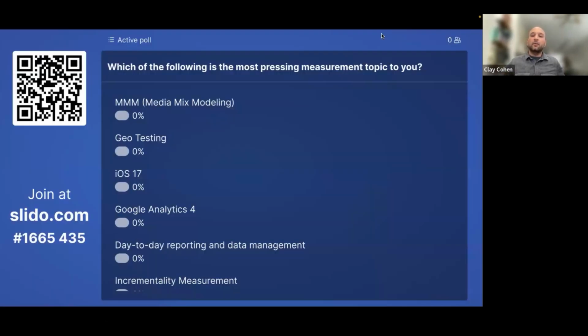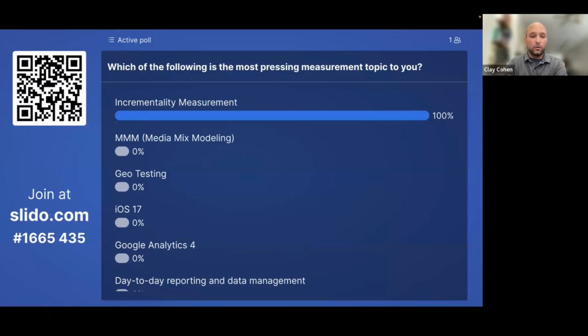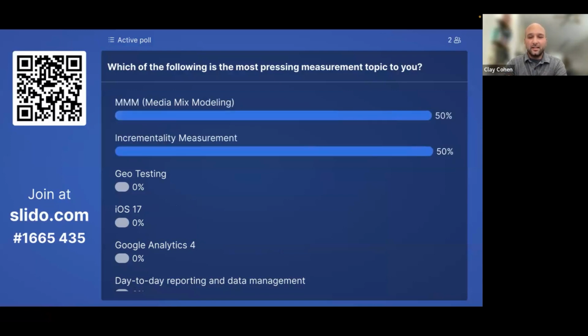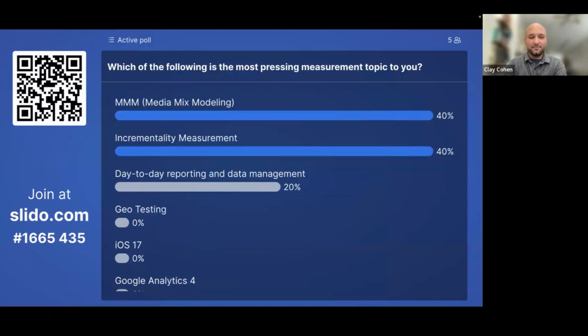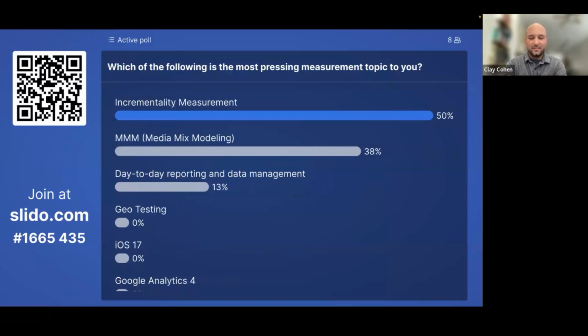We're going to kick off today with a quick poll to the participants in the audience. You can go to slido.com in an open browser window or on your phone and enter the code 1665435, or you can use the QR code right there on your screen. We'll just give a few extra seconds for this first poll as people join the Slido. Thank you for the first vote there on incrementality measurement. And I love that we can see the results coming in live.